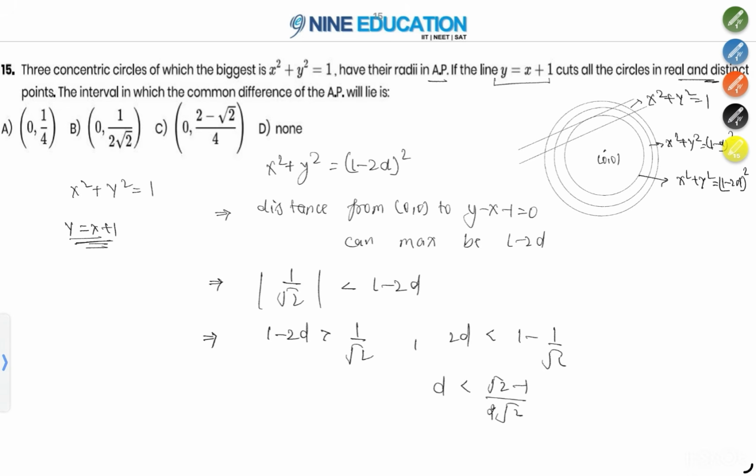So d is less than this thing, and d has to be greater than 0 also. So which option do we have? We have option C. If you multiply it by root 2, you will get (2 minus root 2) by 4. That is mentioned in C that we have. Okay. Now let us move to the next question.